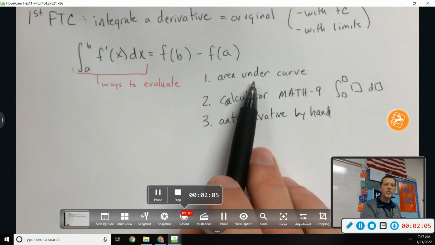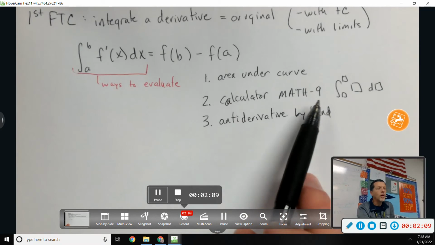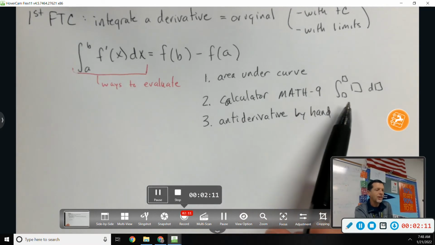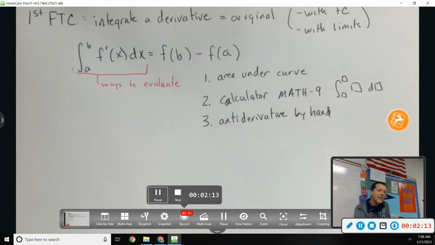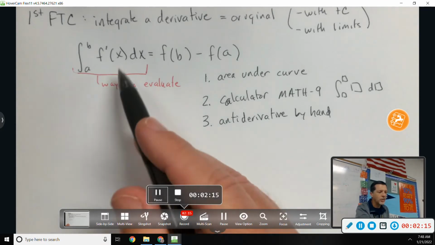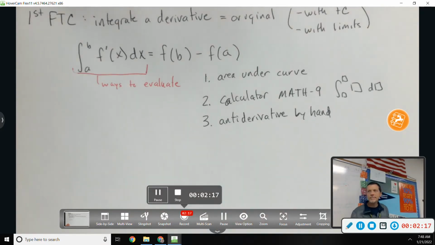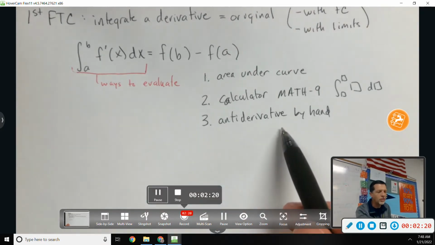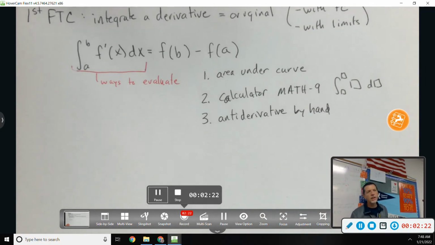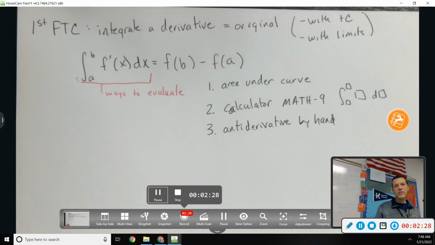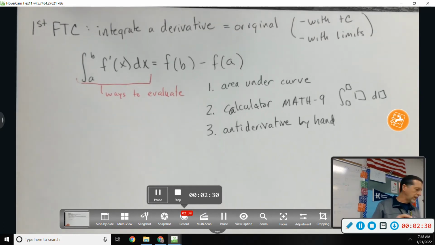Area under the curve would have to be a rigged problem to work. Calculator will always work, right? Just let the calculator handle it. Antiderivative by hand, well, do you know the antiderivative of whatever's in there? If you do, then you can do it this way. If you don't, then you'd have to use a calculator. All right, all of that is first fundamental theorem of calculus stuff that hopefully we already know.